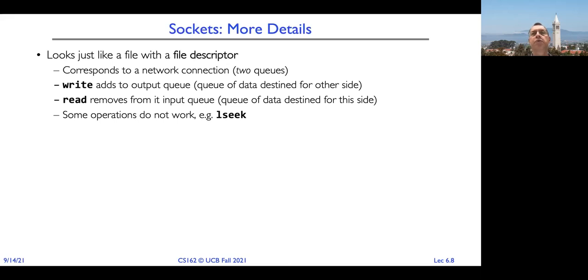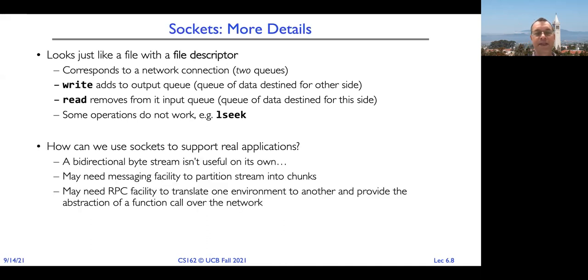You send the bytes and you receive them in the same order. It would be kind of strange to say, oh, I want to read the 100th byte, right? Maybe your computer hasn't even received it. Okay, so you don't have lseek. Your abstraction is just a queue, right? First in, first out. You always get the data in the order in which it was sent.